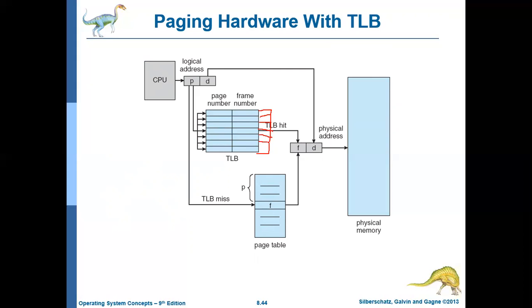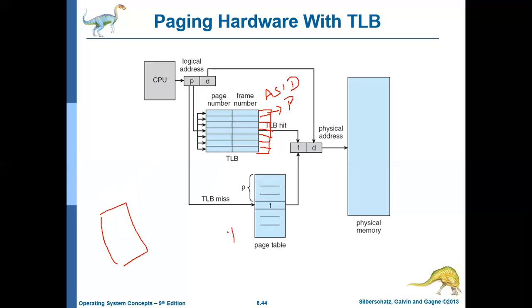But with ASID, address space identifier, the TLB will have one more column, and this column will be called ASID. This column will say whether this particular page number and frame number correspond to which process, whether it corresponds to process 1 or process 2. Let us assume for simplicity's sake there are currently two processes, say P1 and P2.